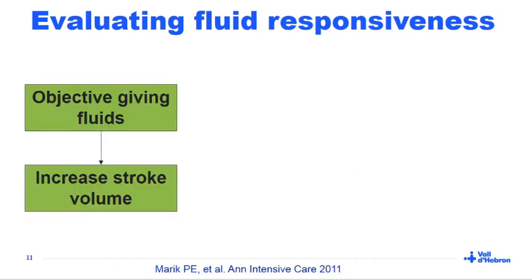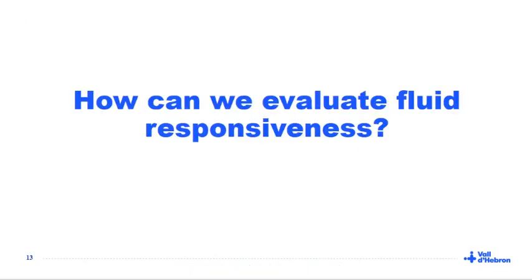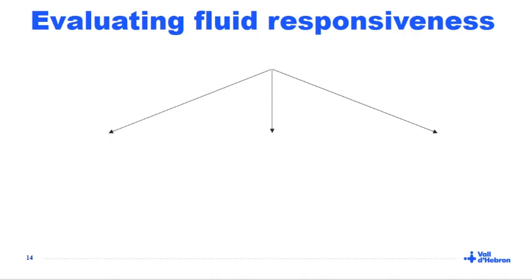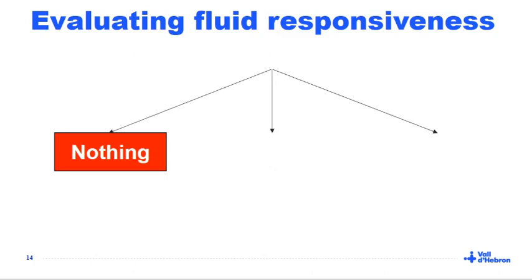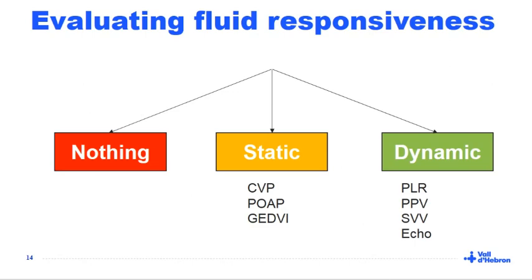So the objective of giving fluids would be to increase stroke volume, which in terms of the Frank-Starling curve means to move our patient from the steep part of the curve to the flat part of the curve. And how can we assess where we are on the curve? This is what we are going to discuss now. We can have three different options. The first option is doing nothing, or flip a coin, as Jodi told us yesterday. The second option could be to focus on static parameters. And the third option could be to assess dynamic parameters.